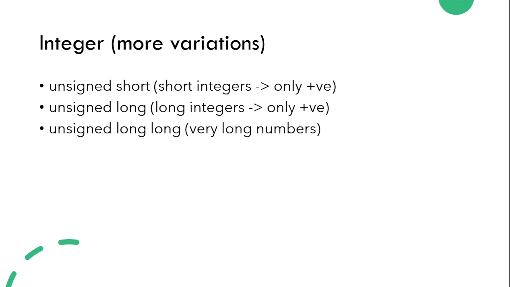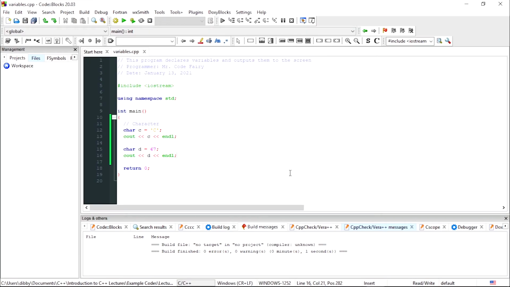Some more variations of the integer are unsigned short, which are short integers but only positive ones, and then the unsigned long only stores positive long integer values, and then we also have long long and unsigned long long, which are used for only very long numbers. Now let us look at a code for declaration of integer variables.